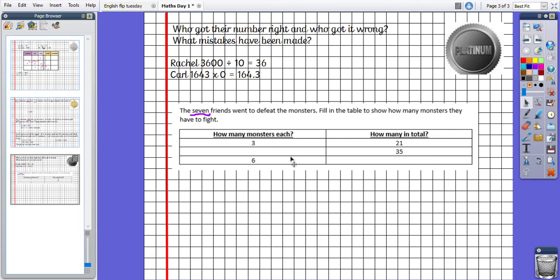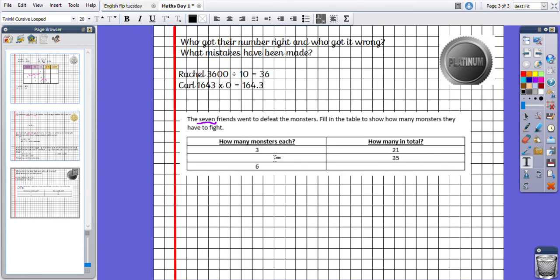Now, your second row, you have the total is 35. Now, you know you are dealing with 7 friends but you are doing the inverse, so 35 divided by 7, which is 5. And then finally, we have 6 monsters fighting 7 friends, so that is 6 times 7.